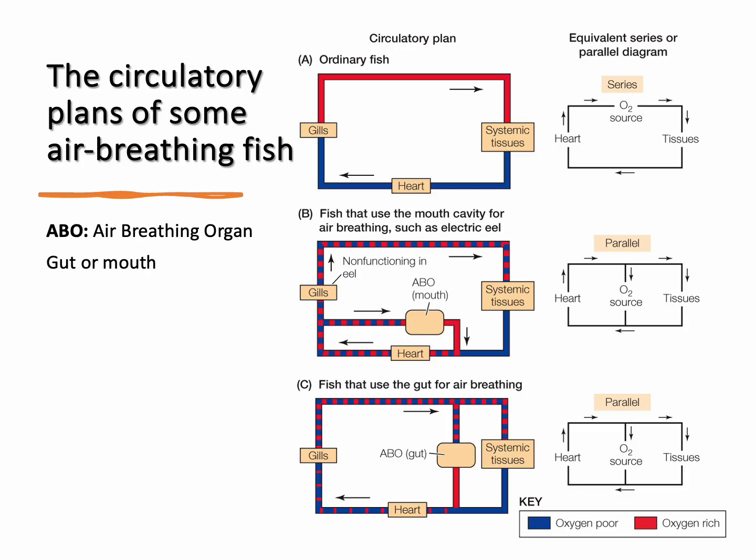In these air-breathing fish, the air-breathing organ, ABO is what that stands for, can be the gut or the mouth, and you kind of see the contrast between the two. Again, adding air takes the blood that's somewhat oxygenated and makes it more oxygenated. That's why it gets more red. So it's oxygen rich, and then you lose that oxygen obviously when you go to systemic tissues.